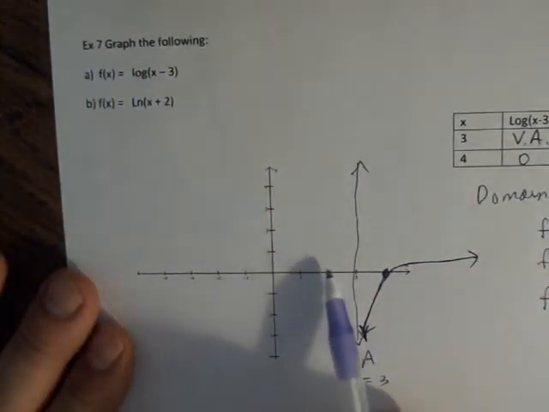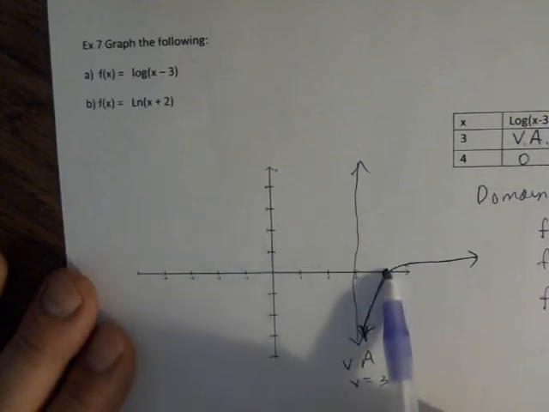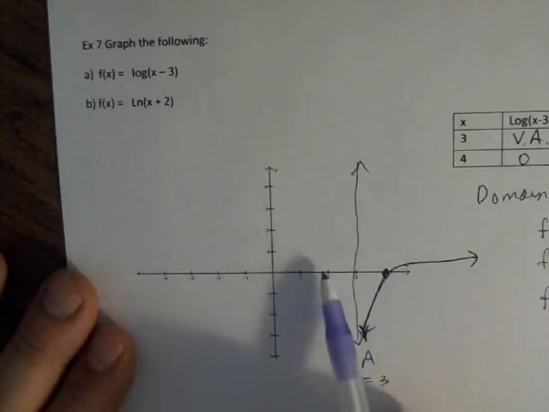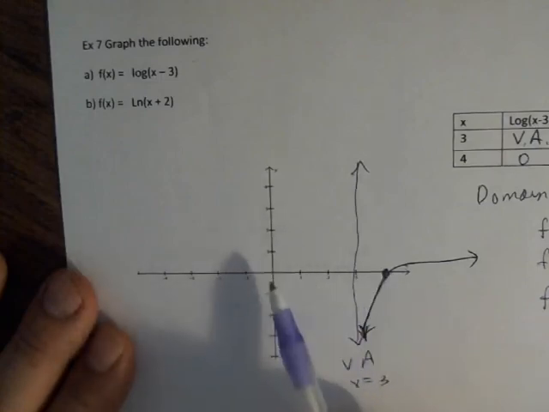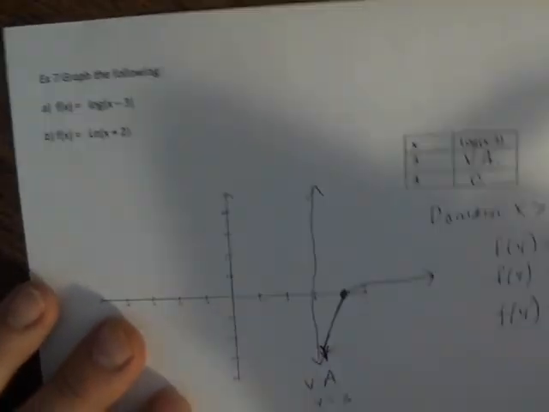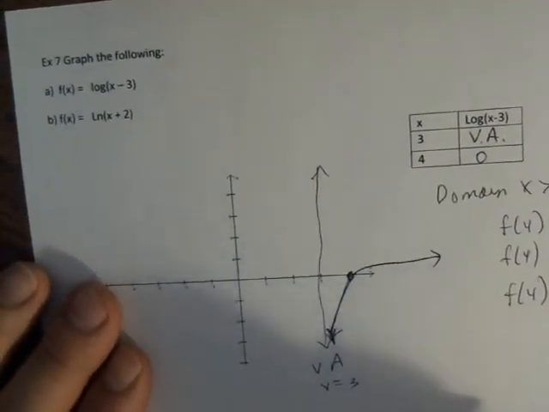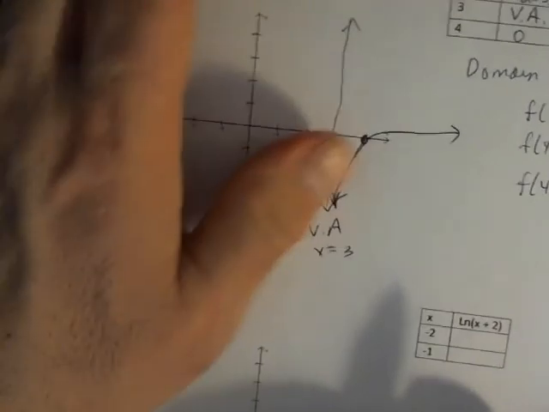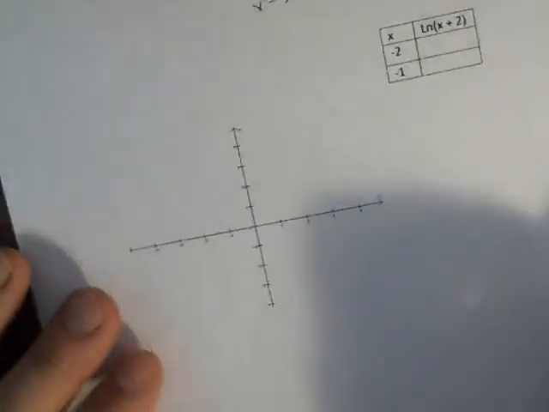We shifted the vertical asymptote. We shifted the x-intercept. The x-intercept was here, 1, 2, 3. Shifted the vertical asymptote. So either way of graphing is fine. Some people like points. Some people like shifting.